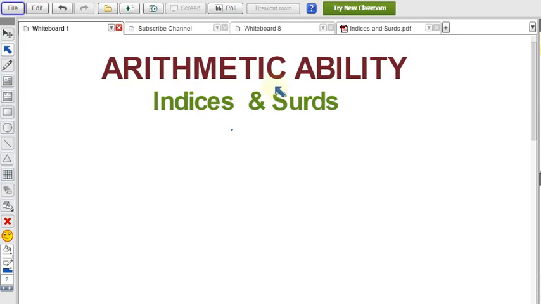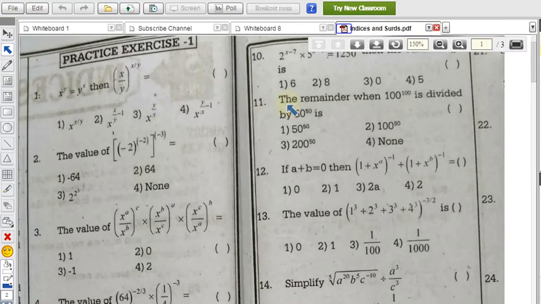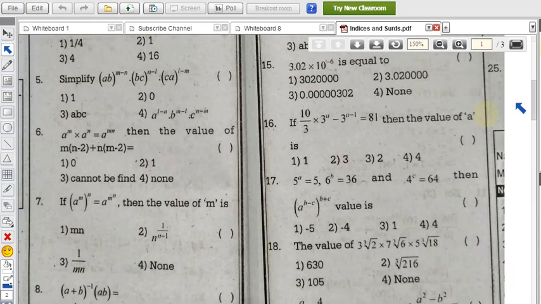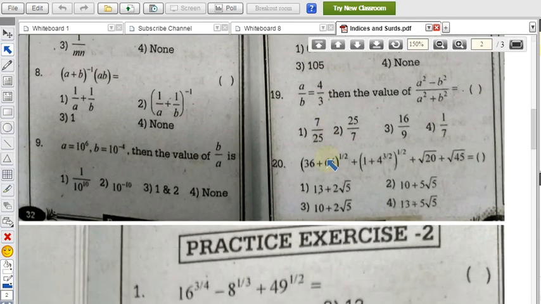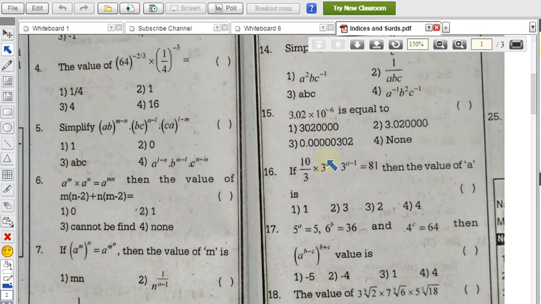Hi friends, in arithmetic ability, the topic is indices and surds. In this topic, I'll explain briefly. After completing the theory of indices and surds, I will discuss one example paper with you. This is a practice exercise paper from this same topic. For all competitive exams, I'll show you how the questions related to this topic will come, in one paper, and there are still some more papers.